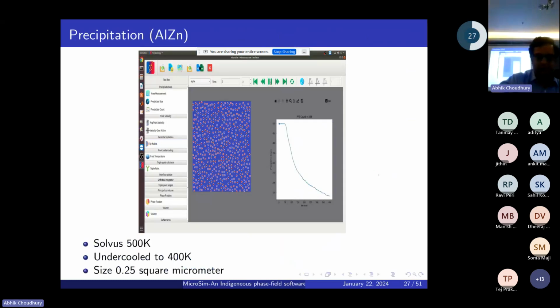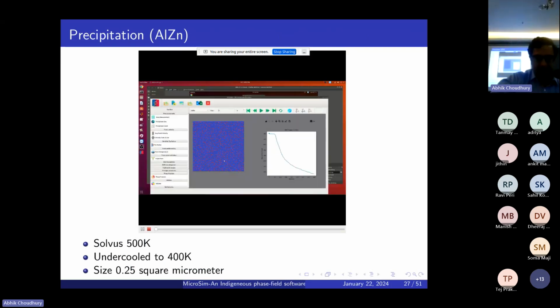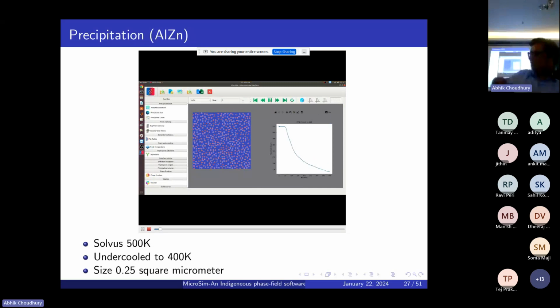So second, apart from solidification, as I said, you also have precipitation simulations. This is our graphical user interface. In the graphical user interface, what you are plotting is the evolution of the precipitation microstructure. While you are doing coarsening, the interface allows you to process certain things about the microstructure.